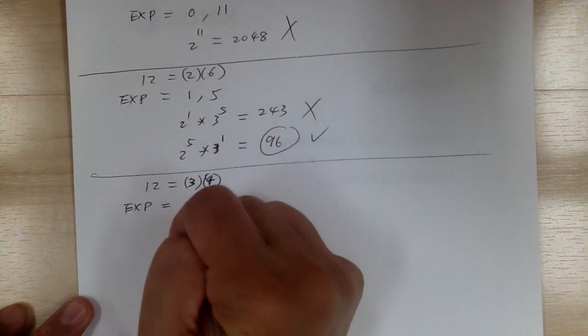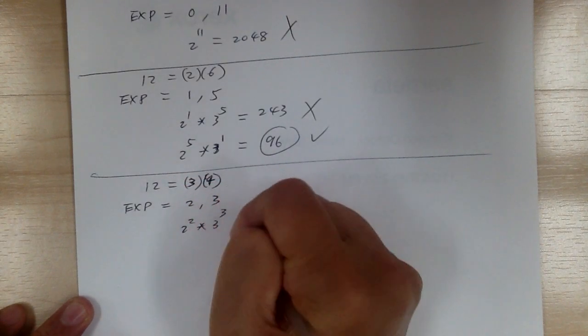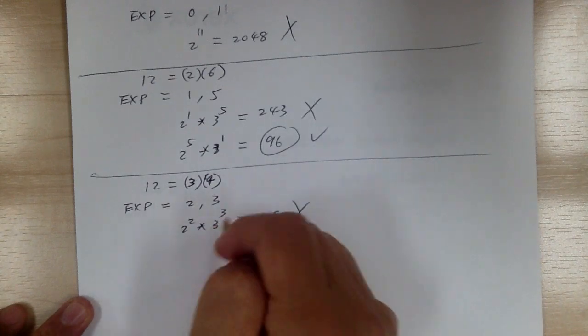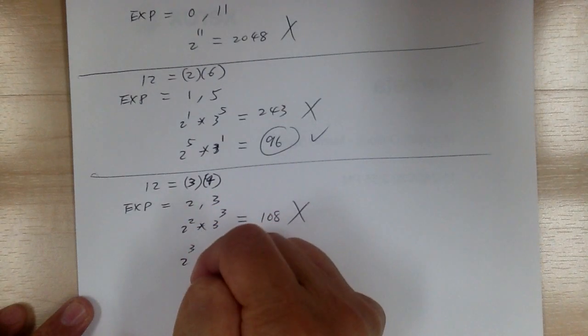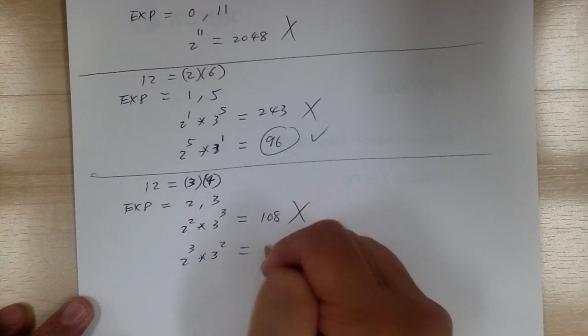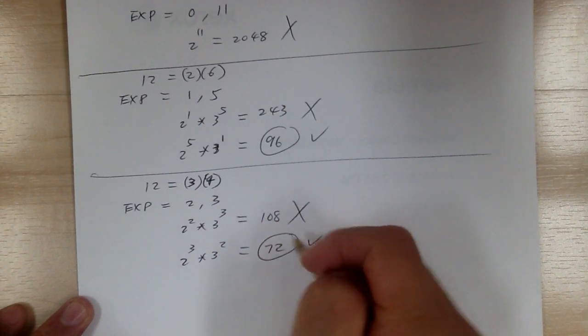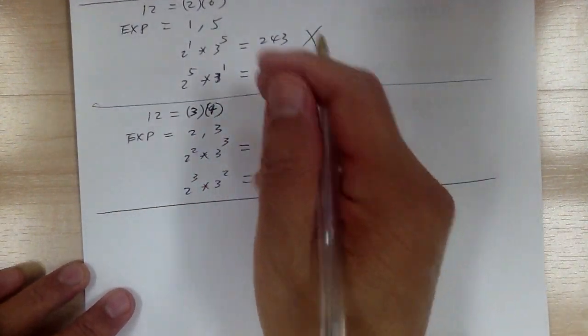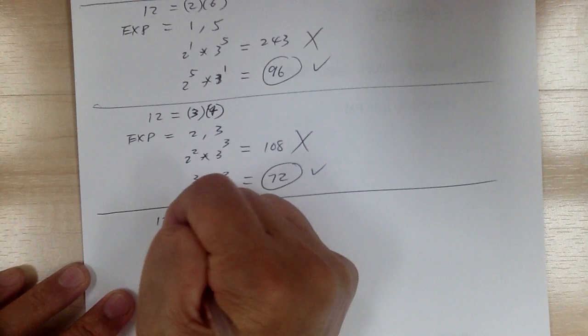So you can try 2 to the 2 times 3 to the 3. This is 108, so this is no good. Now you switch the exponents. So you get 2 to the 3 times 3 to the 2, and this will give you 72. So this one is good. Now you run out of the two factors.